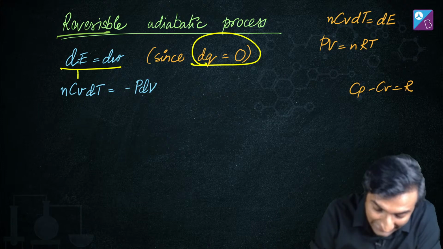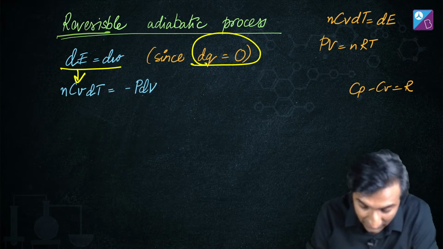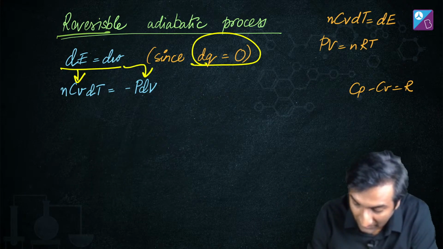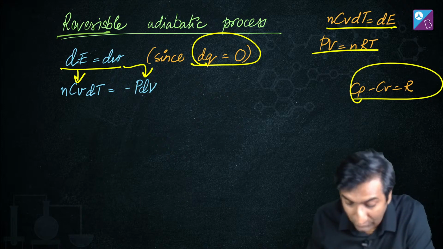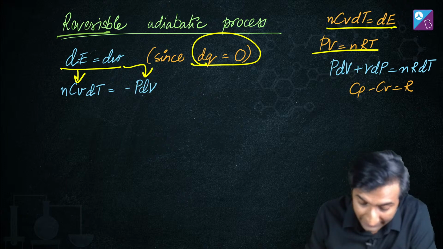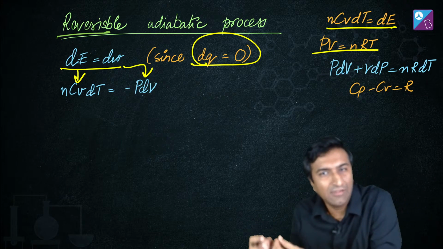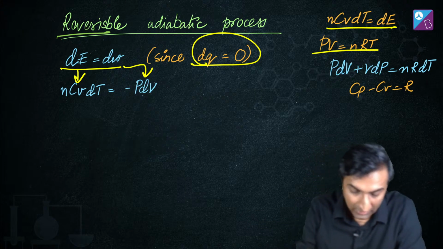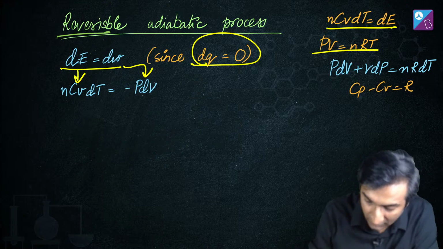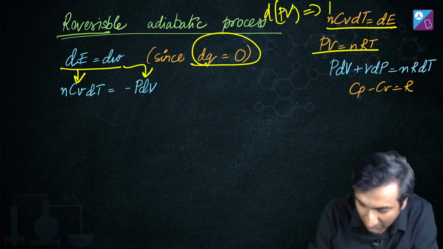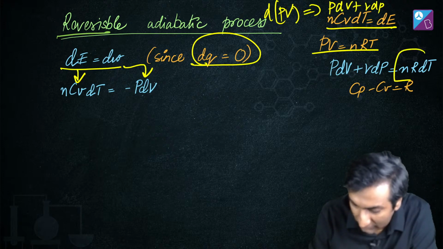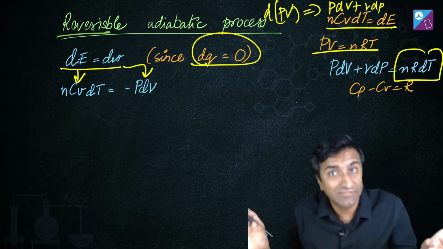So, I will write dE as n Cv dT and work as minus P dV, right? From these both expressions, and I know that Cp minus Cv is equal to R, we'll use that as well. Then I will use a basic idea of differentiation: if I differentiate d of PV, then I get P dV plus V dP, which is going to be equal to nR dT, because the number of moles is not changing.